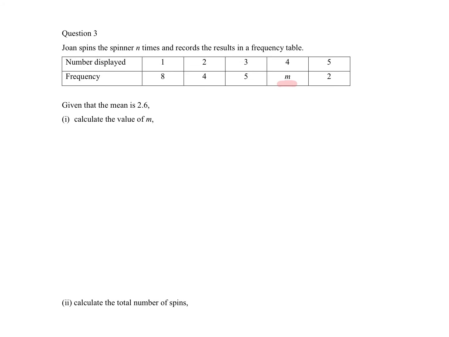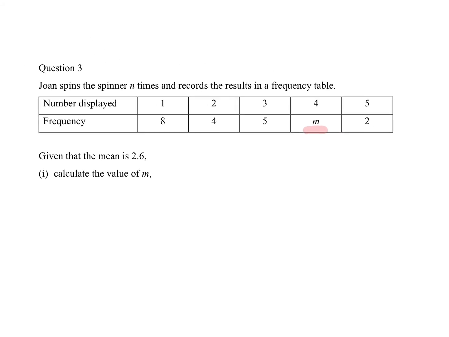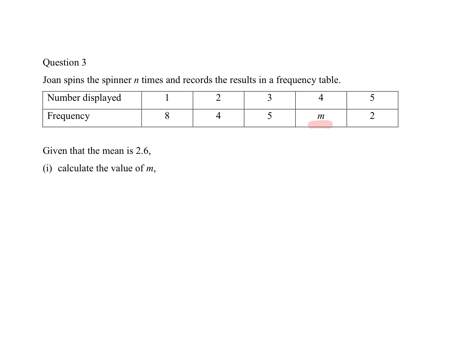Okay, question number 3. Inside this question, a drone spins the spinner n times, meaning a number of times. I do not know what n is, the total number. And it records the results in the frequency table. What data is actually being recorded? The data being recorded is the number that's on display. So we know that this is our x value, and then we have our frequency value over here.